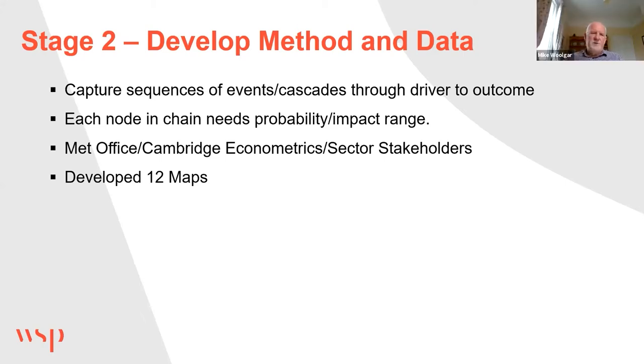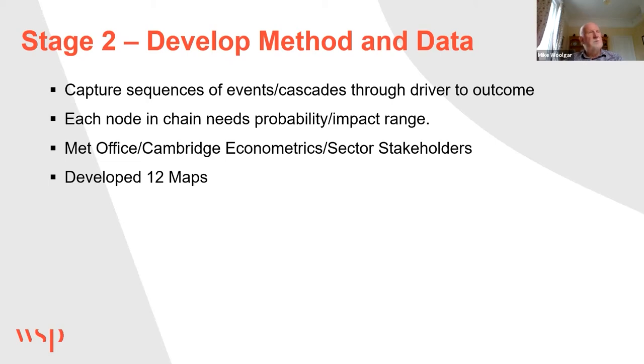We had to develop some of the data for this, so we worked with the Met Office. The Met Office was helping us to develop the scenarios that we were looking at. We were looking essentially at two climate change tracks: one was a 2 degree centigrade rise by 2100, and the other was a 4 degree rise by 2100. And we were looking at scenarios of impacts at 2050 and 2080 along those tracks.